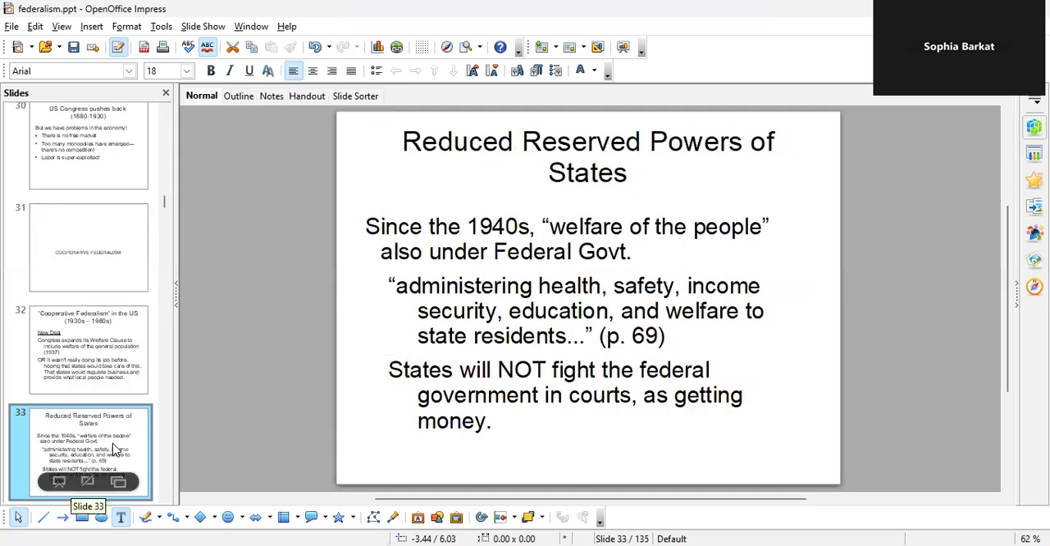So at this time, the federal government infringed on the reserved powers of states. Since the 1940s, welfare of the people also came under the federal government, as I just mentioned, when it came to administering health, safety, income security, education, and welfare to state residents, right? This was the absolute necessity of the time. So states, because they started to get so much money from the federal government, the purse had opened up, right? So the states backed down. They did not put up a fight because they needed the money.